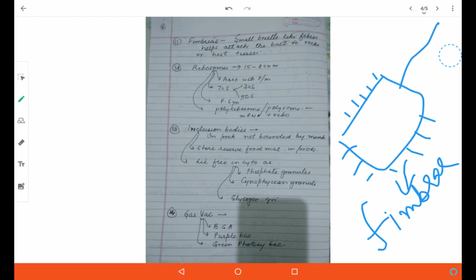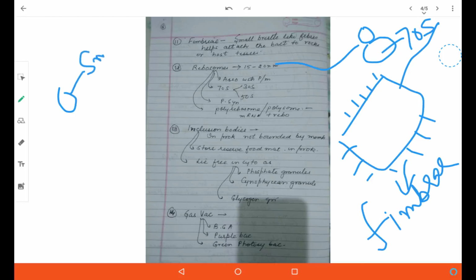One typical feature of bacteria is the ribosome. It is the only organelle which is present in bacteria, and it is membraneless, I'm sorry, and it is always of 70 Svedberg unit. These ribosomes are associated with the plasma membrane, and they have two subunits. One is the smaller subunit, another is the larger subunit, and the smaller subunit is of 30 Svedberg unit and the larger is of 50 Svedberg unit.